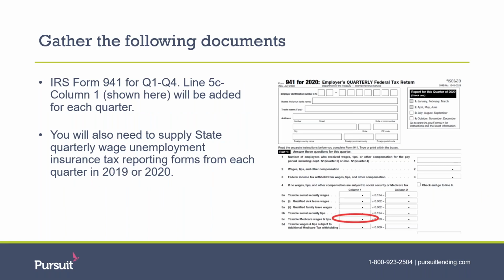You can also use IRS Form 941, which is the quarterly tax payments for payroll taxes. You will have 4 of these statements, one for each quarter of the year. You can utilize line 5C on this form and add those together for all 4 quarters of the year in order to calculate the average monthly payroll. Similarly, you also have state quarterly unemployment insurance tax reporting forms for each quarter of 2019 or 2020, which can be used depending on how your state filing works.